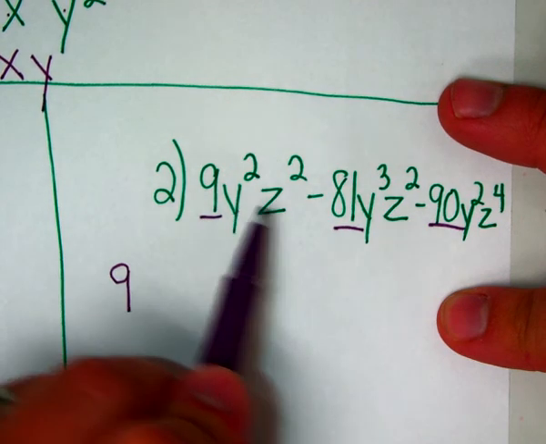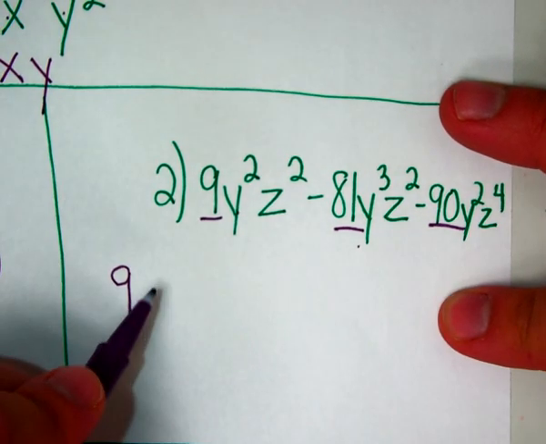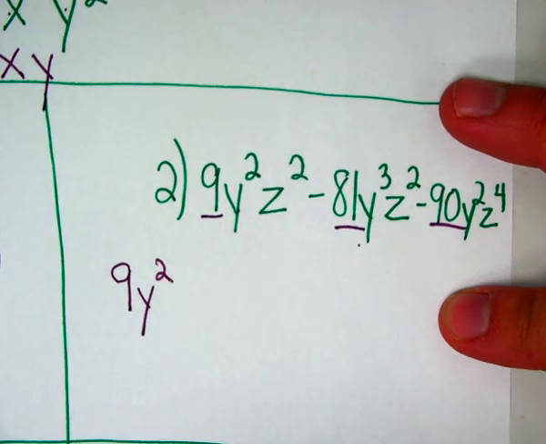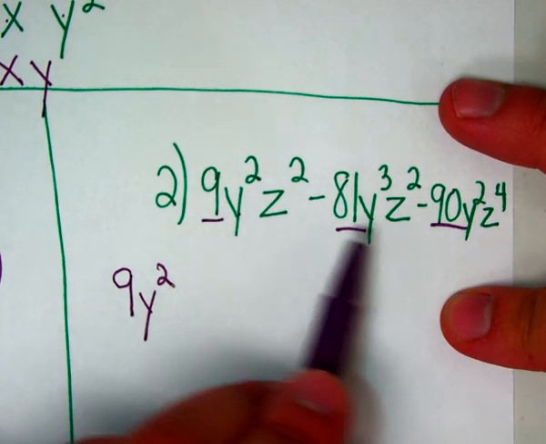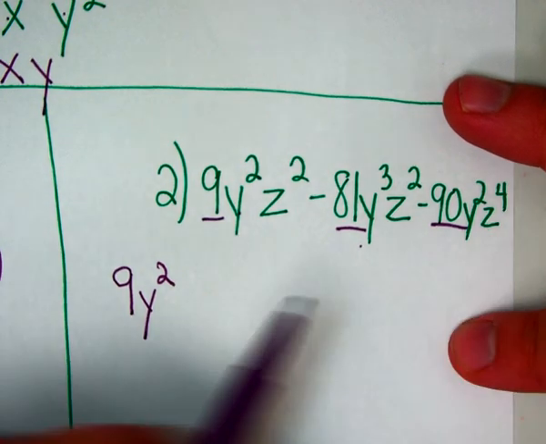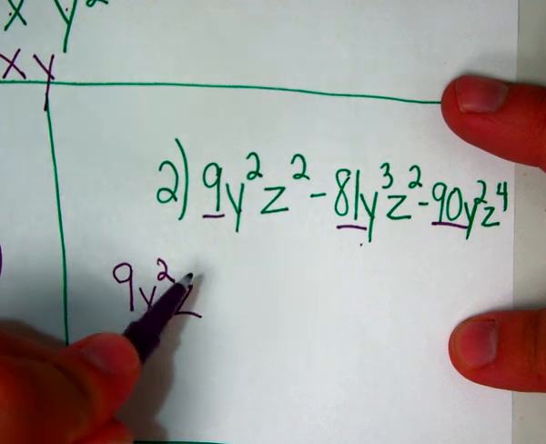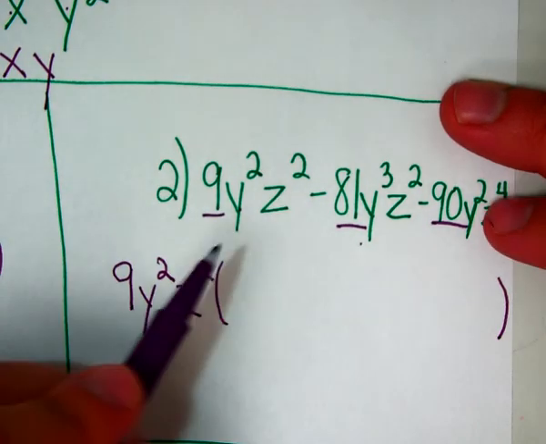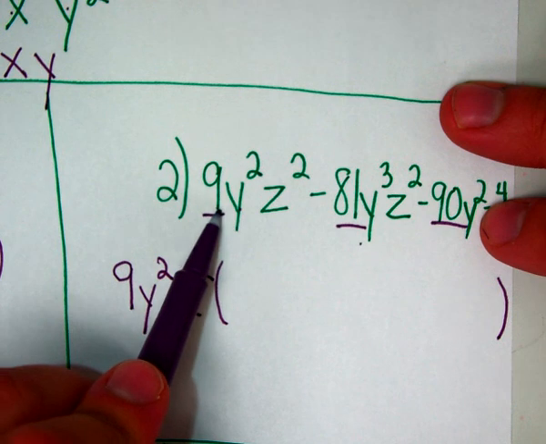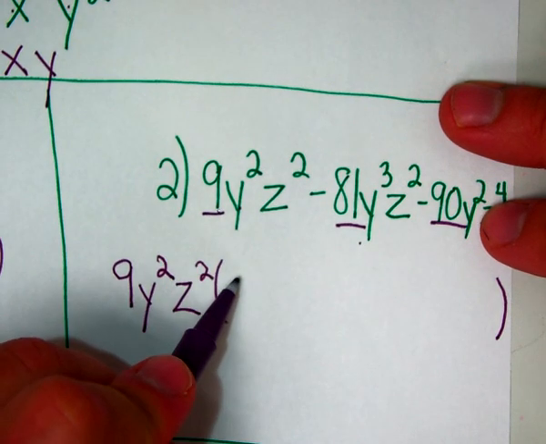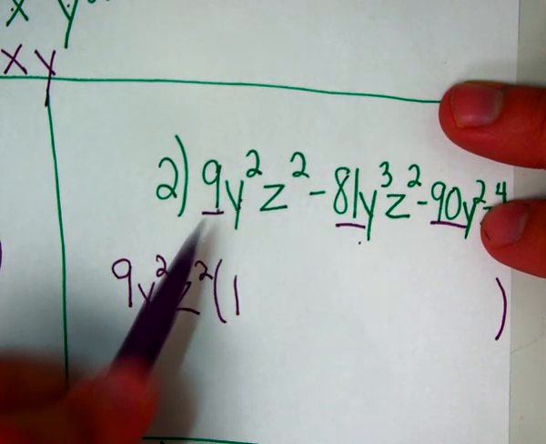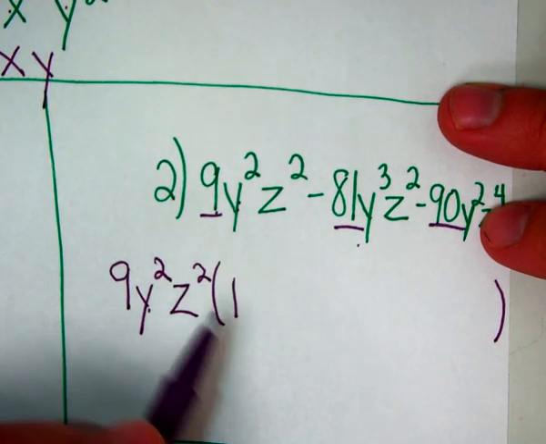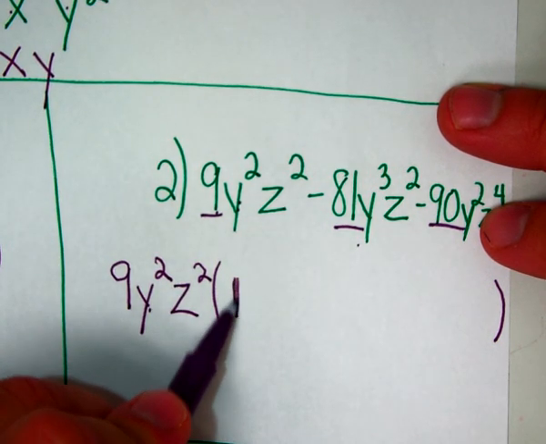When we have y squared, y cubed, and y squared, the most number of y's that they have in common are only 2. And we have z squared, and z to the fourth, and the most number of z's that they all share are, again, 2. So what are we left with? Well, let's go through and do the division. 9 divided by 9 leaves me just 1. y squared over y squared is just nothing. z squared divided by z squared is just nothing. So we're left with just a 1 here for this.